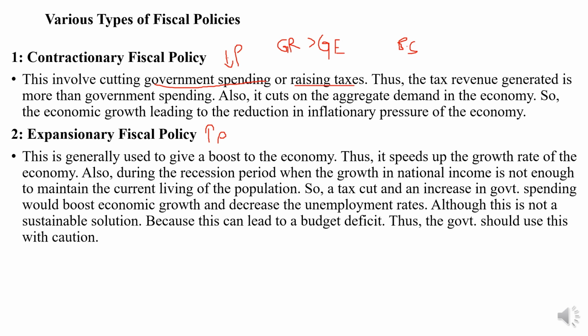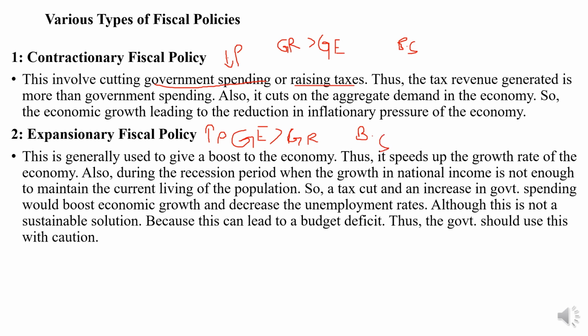So at this time they increase the government expenditure and contract the government revenue. So government expenditure is more than government revenue, and this is the budget deficit of the economy.